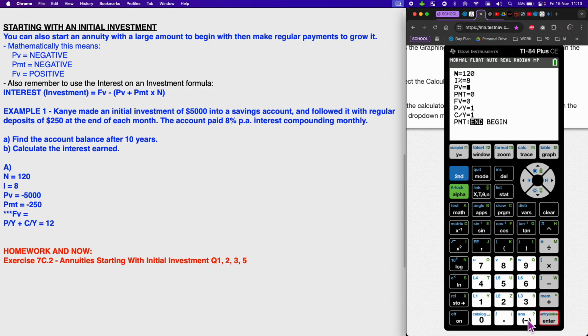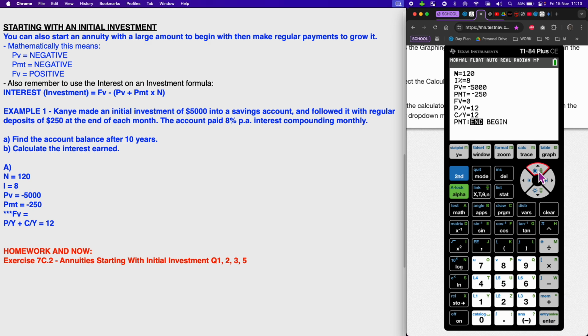8, enter. Negative is the little bracketed one, not the take away sign. Negative $5,000. He's also putting in $250 into the bank. And I haven't changed PY and CY yet to 12, and notice that it enters it automatically and changes them both.